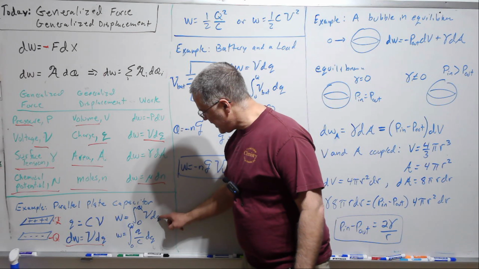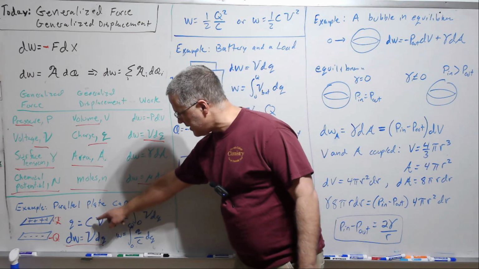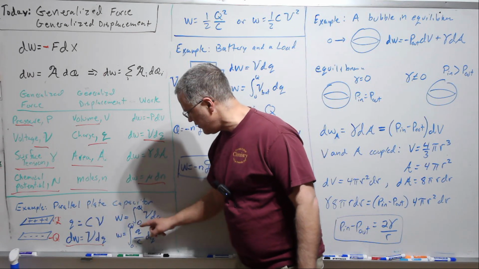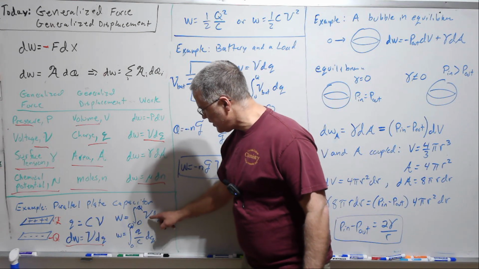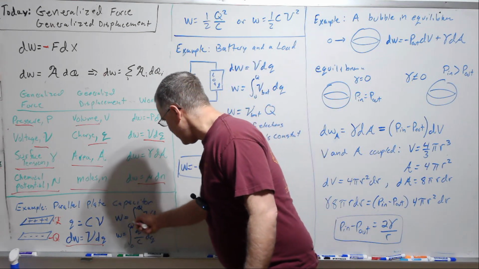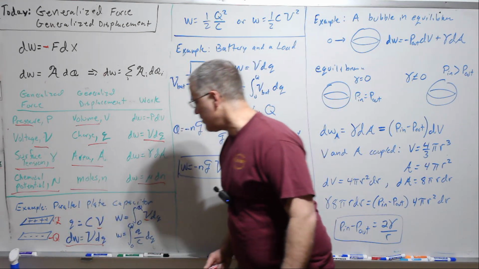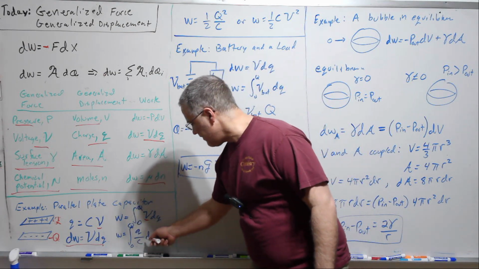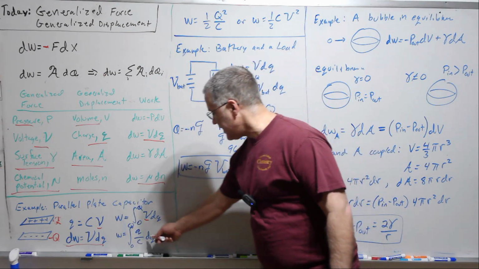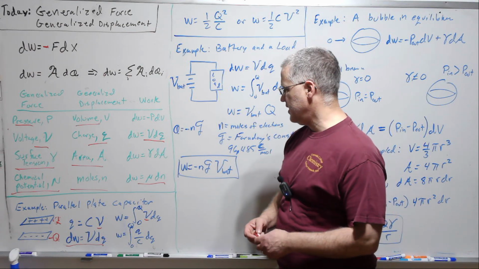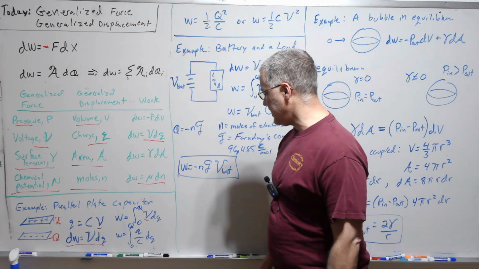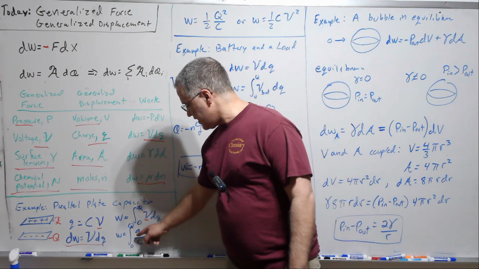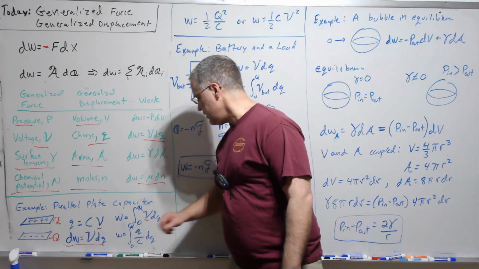Now we're relating dq and dv, but through the capacitor, v is related to q, so we could substitute this v here, do some algebra, get q over c, and then we have everything in terms of q and a constant. The capacitance is a constant property of the device. And so we're just integrating from 0 to big Q.